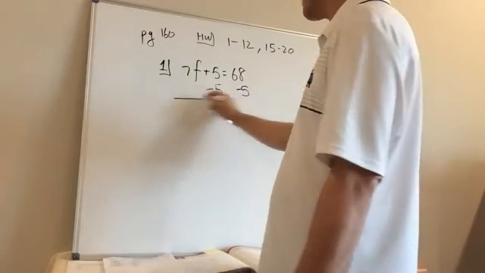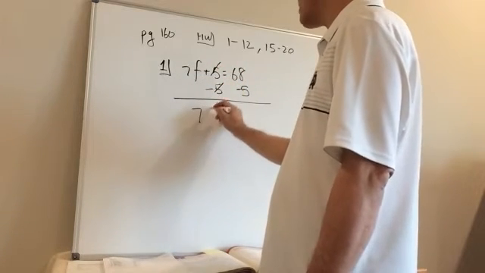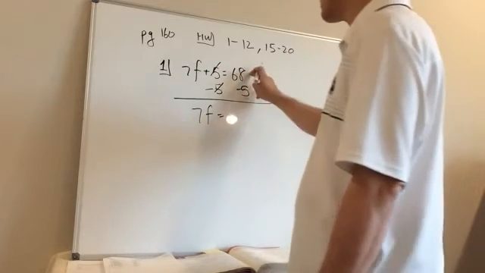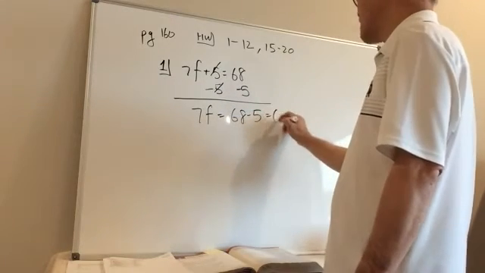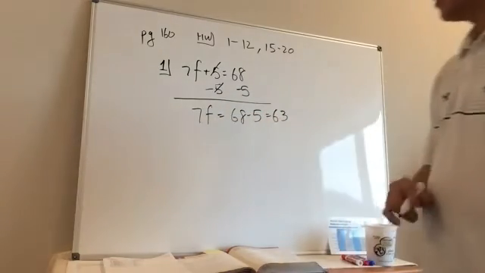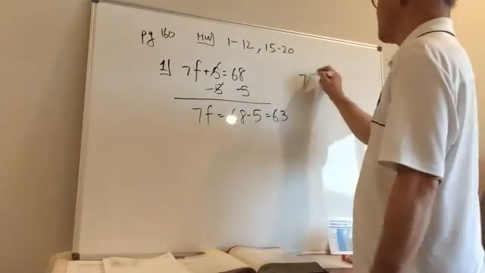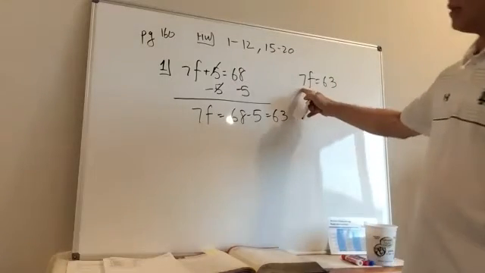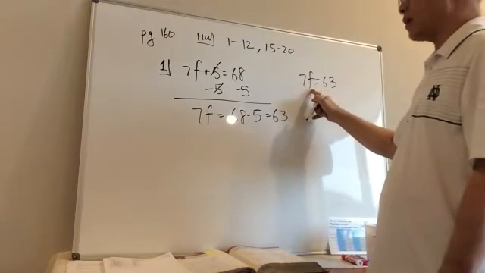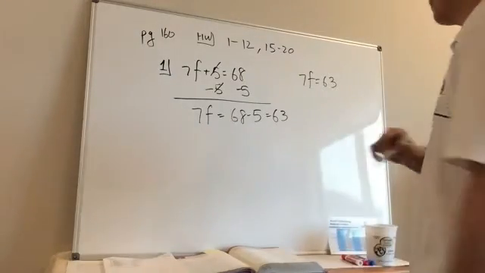So if I do this, as you can see, this guy would go away, and I would have just 7f is equal to 68 minus 5, where 68 minus 5 is obviously 63. So now we have something that's pretty manageable. We have 7f is equal to 63. In other words, 7 times something is equal to 63. Right, Lissandro? So what's our next step?